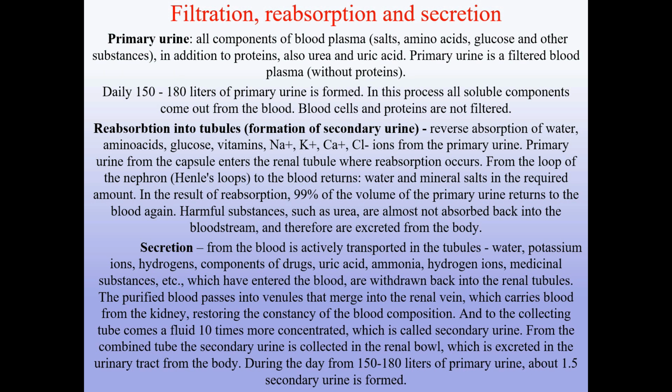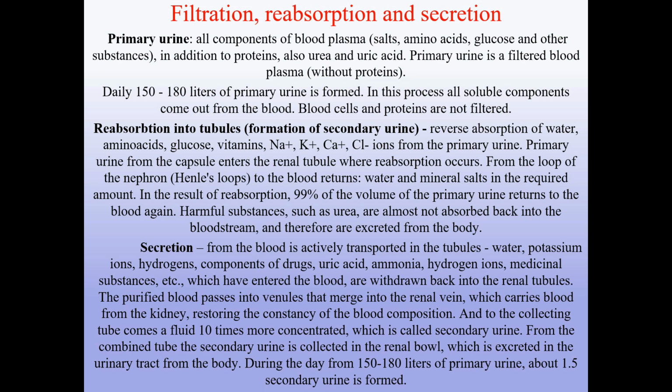Secretion: from the blood, substances are actively transported into the tubules. Water, potassium ions, hydrogen ions, components of drugs, uric acid, ammonia, medicinal substances, etc., which have entered the blood, are withdrawn back into the renal tubules. The purified blood passes into venules that merge into the renal vein, which carries blood from the kidney, restoring the constancy of the blood composition.